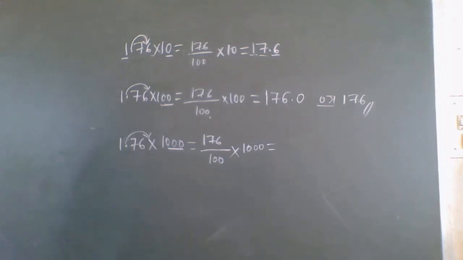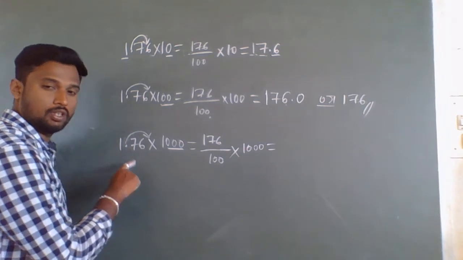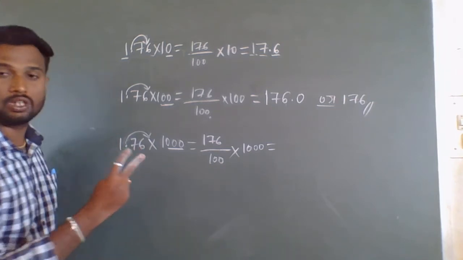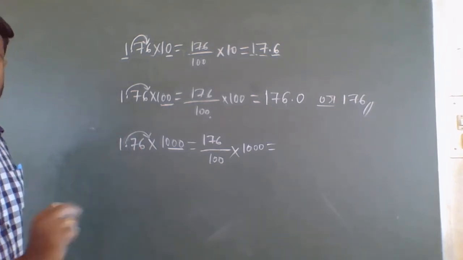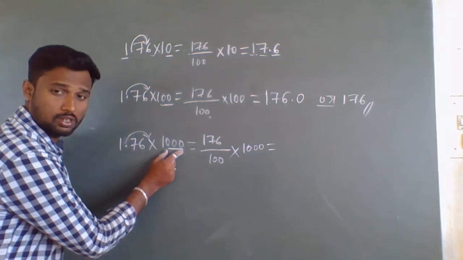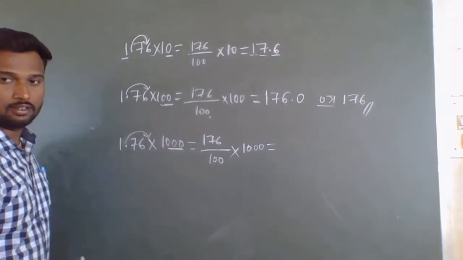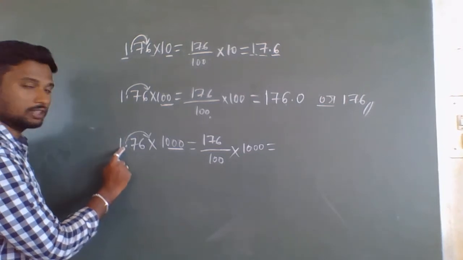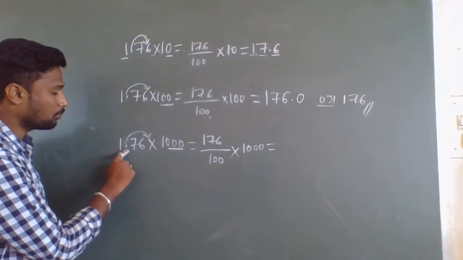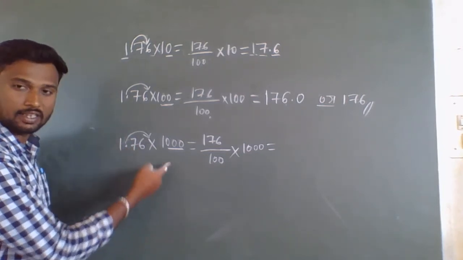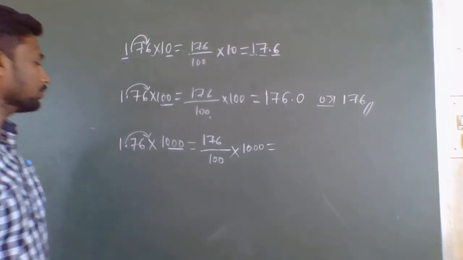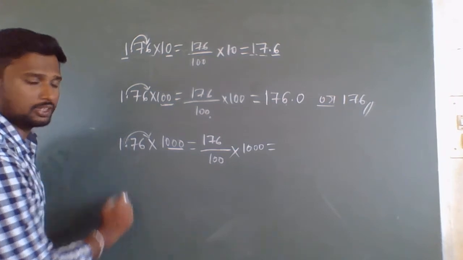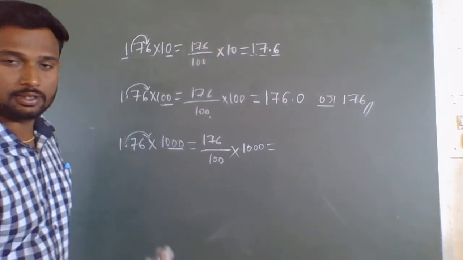What we have to do is move this decimal point 3 digits right side. But here we have only 2 digits. Listen carefully. Here in 1000 we have 3 zeros. So we have to move this decimal point 3 digits right side. But here we have only 2 digits. So I will consider one 0 here.